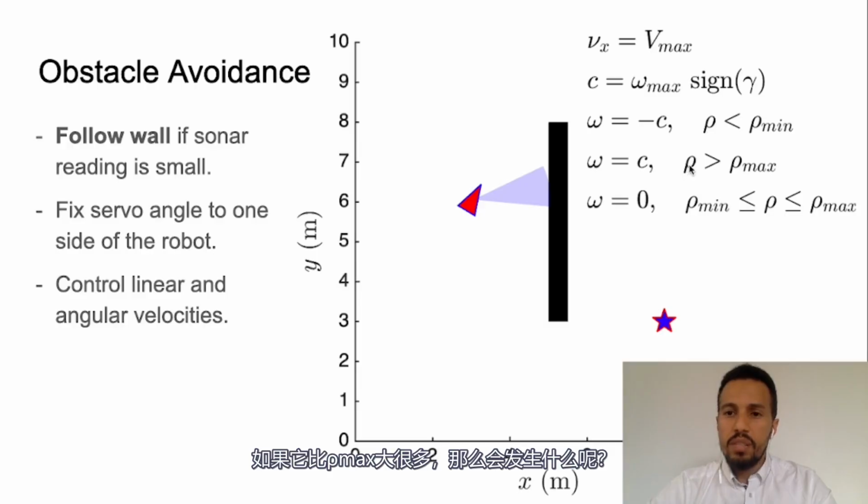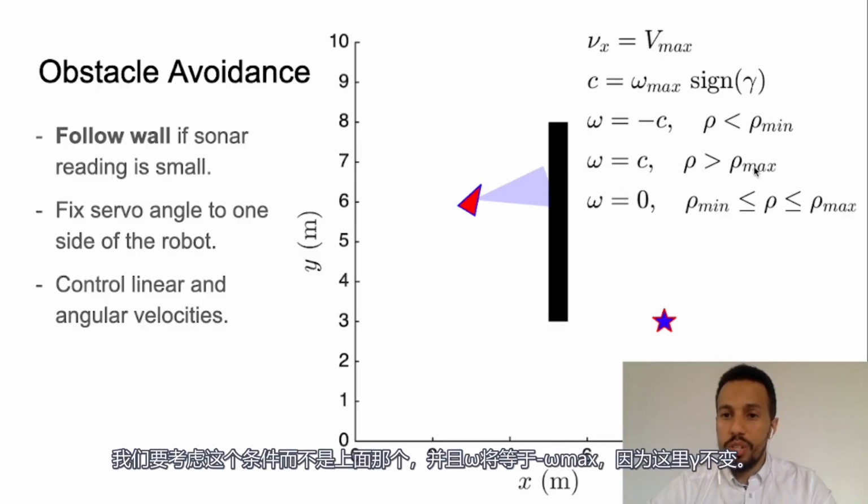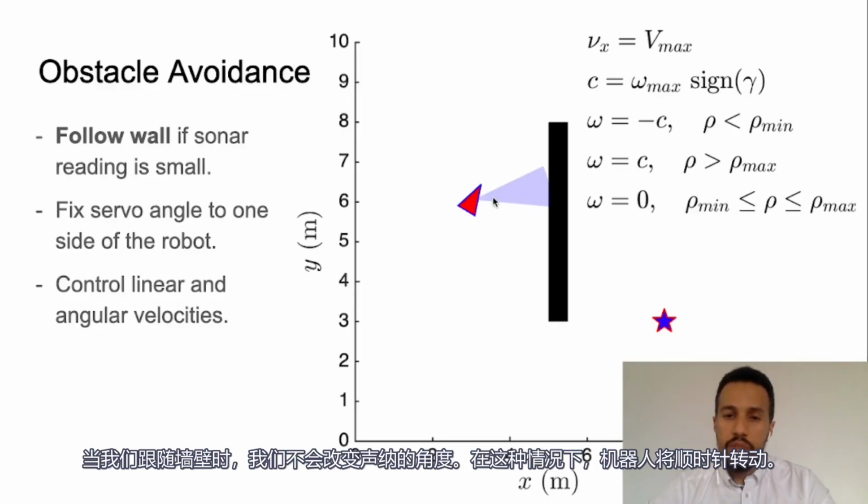If it turns away from the obstacle, then of course in this situation rho is going to increase over time, and if it gets much bigger than rho max, then we're going to consider this condition instead of the top one, and omega is going to be minus omega max, because gamma here does not change. We don't change the angle of the sonar when we are following the wall. In that case, the robot is going to turn clockwise.